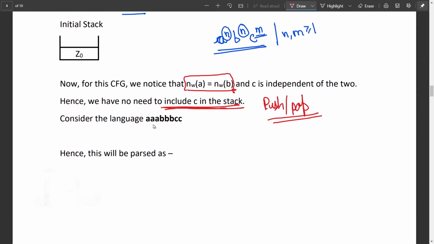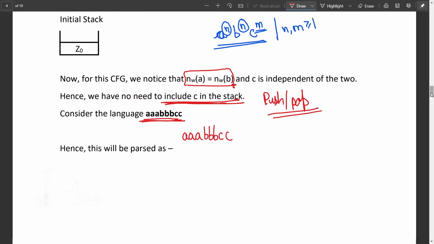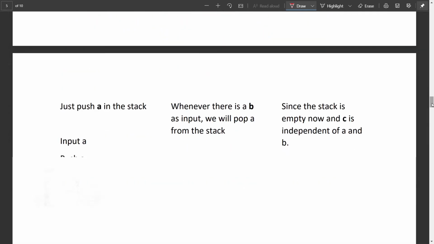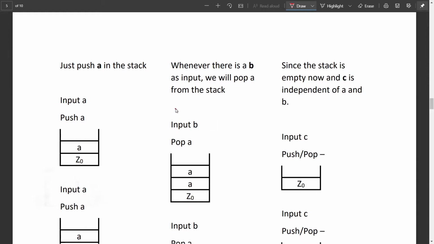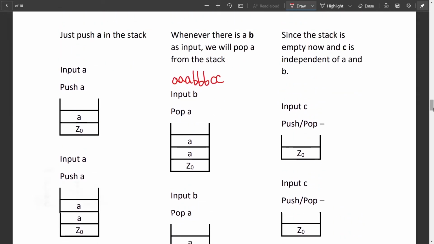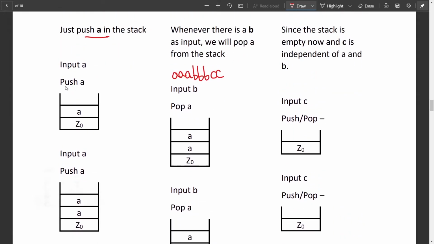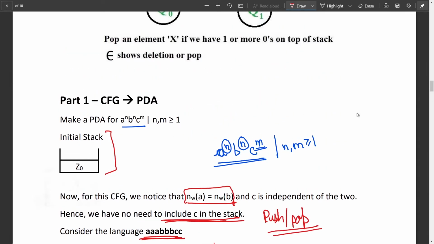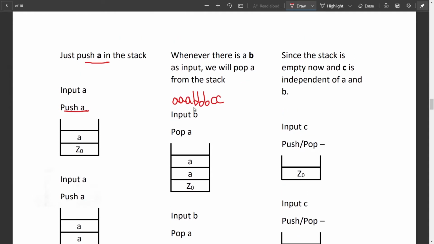So we'll consider the language for this particular example: A, B, B, B, C, C. So how will this be passed? It's passed from left to right always. So how will this work in terms of a stack? The language was A, B, B, B, C, C in the string. So first of all, we'll push the A in the stack, like the empty stack. The initial stack was this with the single Z naught. Then we'll just push into it.